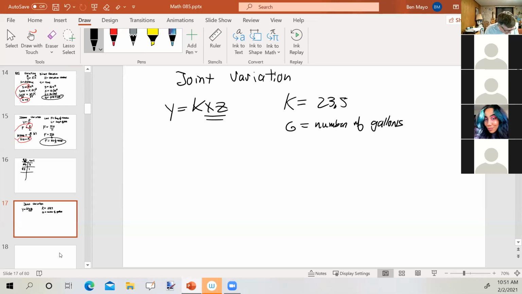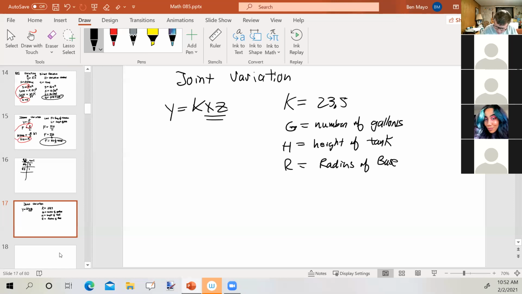Varies jointly as the height of the tank. So H is going to equal the height of the tank. That's supposed to be a G there. And the square of the radius of its base, R, is going to be the radius of the base. And then, of course, they told us the variation constant.